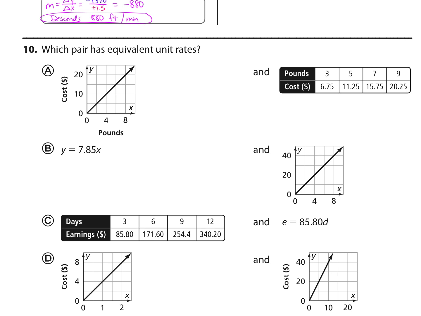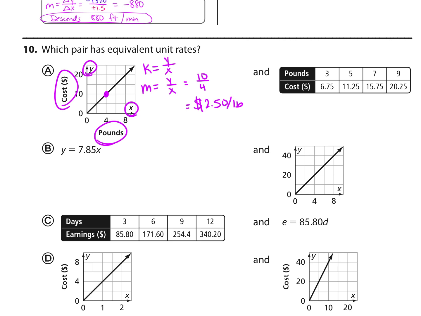Number 10 asks which pair has equivalent unit rates. So we're just going to find the unit rate for every one of these and figure out if they're equal or not. So the first one, I can find any point on this graph. I think I'm going to pick this point, (4, 10). I'm going to take my cost and divide by pounds because this is y divided by x. And a unit rate, since this is like 7th grade where we said k is y divided by x, we could just work it out that way. Or it's the same thing as saying the slope in a proportional relationship is y divided by x. Either way, we get that $10 is 4 pounds, which is $2.50 per pound.